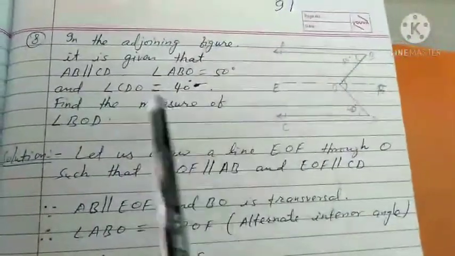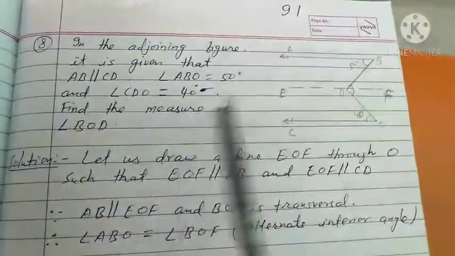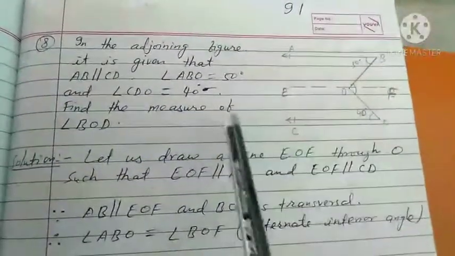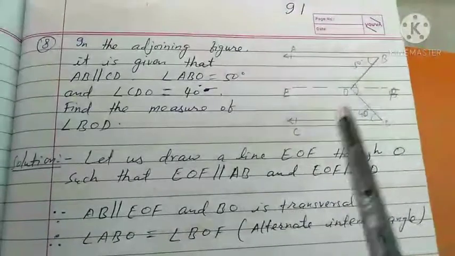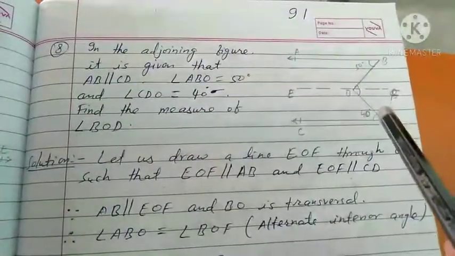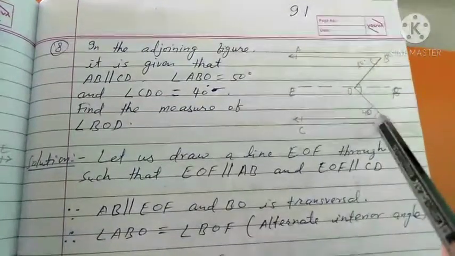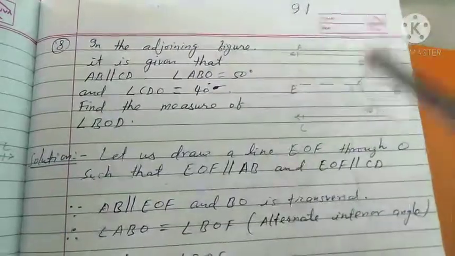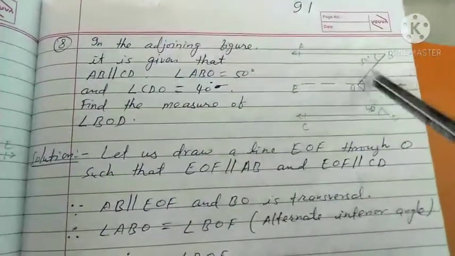The next question says, in the adjoining figure, it is given that AB is parallel to CD, and angle ABO is equal to 50 degrees. Angle CDO is given as 40 degrees. We have to find the measure of this angle BOD.